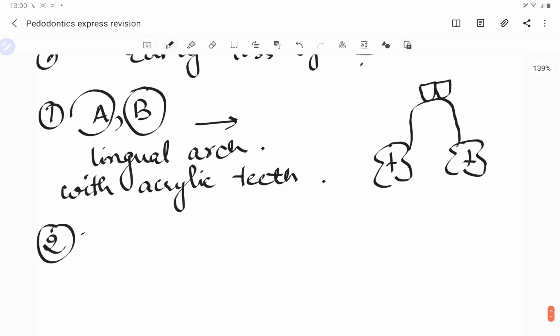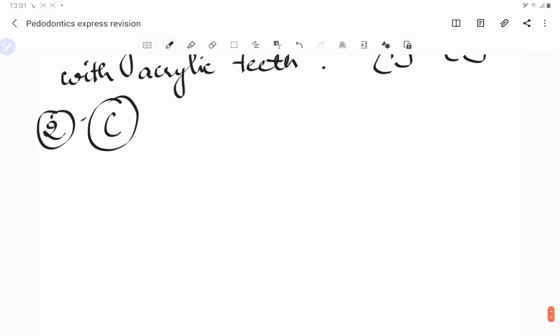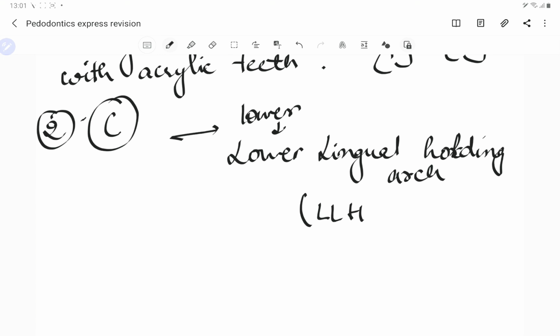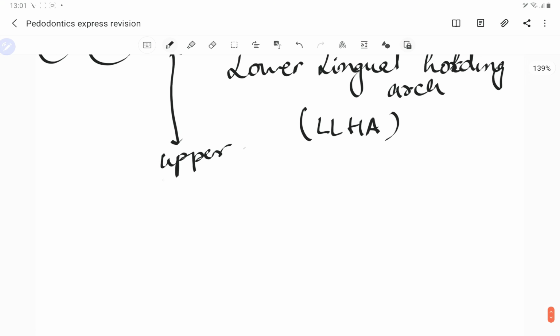What if there is early loss of C, which is the primary canine? If there is early loss of C, then it can cause lingual collapse of the incisors, so there can be loss of arch length. If it is in the lower, then we can give the lower lingual holding arch, which is LLHA. If it is in the upper, then we can give the Nance holding arch.